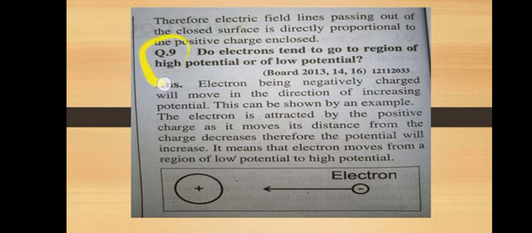Last question of the exercise. Do electrons tend to go to a region of high potential or of low potential? As you know, electrons are negatively charged. They will move in the direction of increasing potential. This can be shown by an example. As you can see in this diagram, the electron is attracted by the positive charge. As it moves, its distance from the charge decreases, therefore the potential will increase. It means that the electron moves from a region of low potential to a region of high potential.